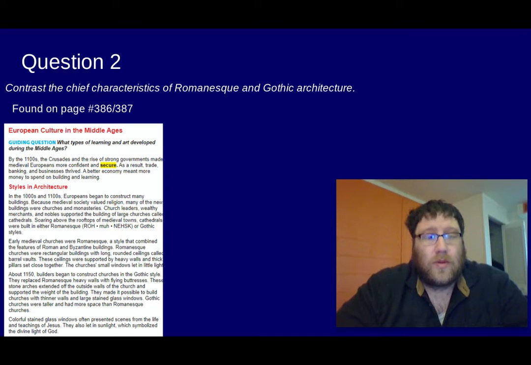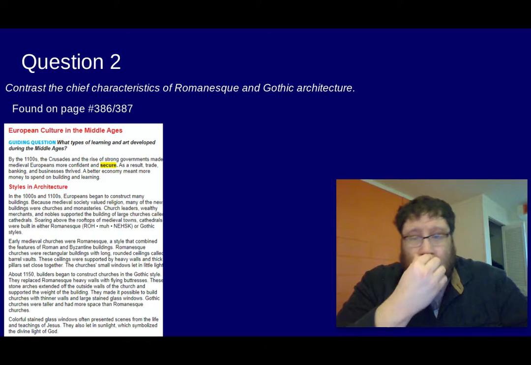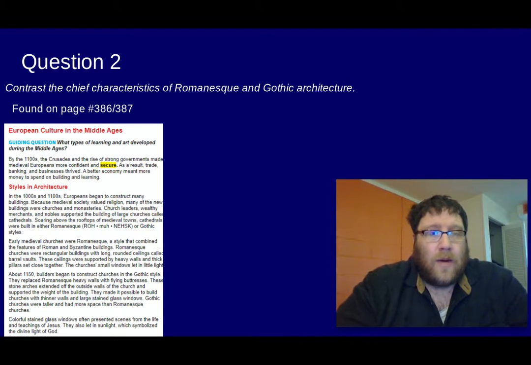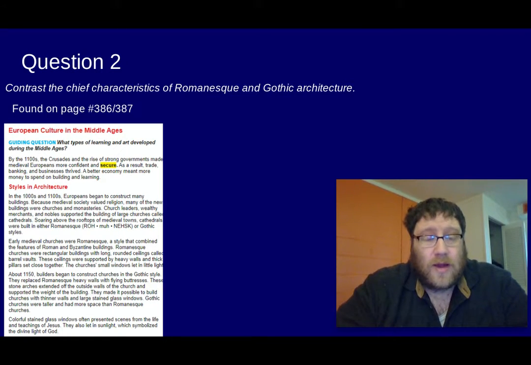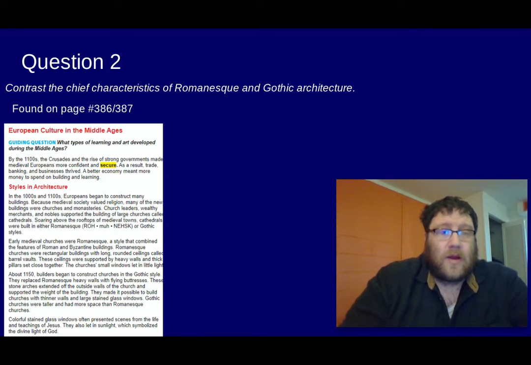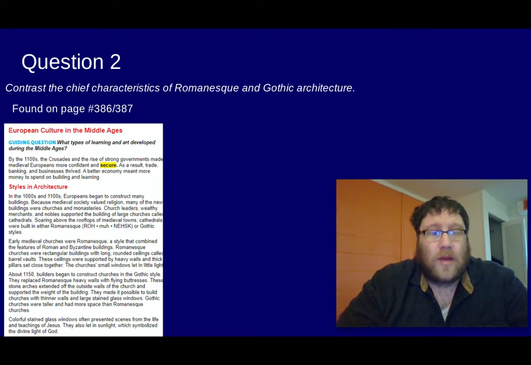Question number two: Contrast the characteristics of Romanesque and Gothic architecture. We're going to find this in your book on pages 386 and 387. It continues on to 387. In the online text, it's just on this one slide, the first slide. That's the first thing it talks about. Styles in architecture in the 1000s and 1100s.